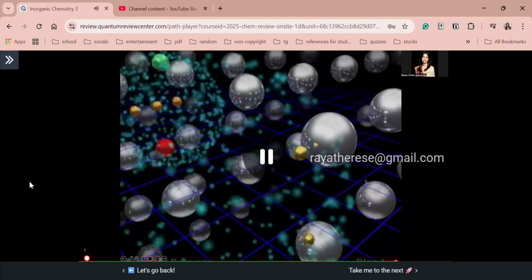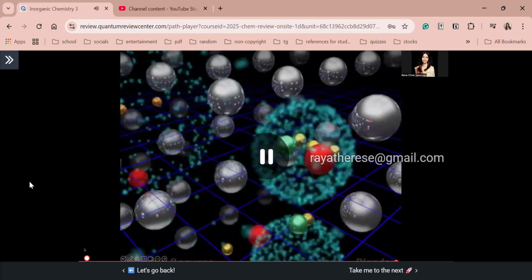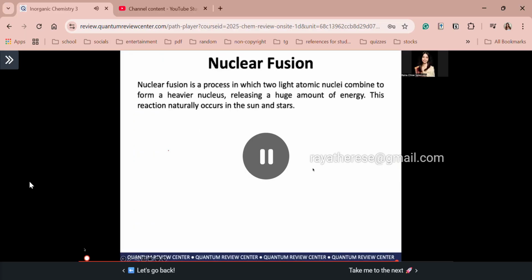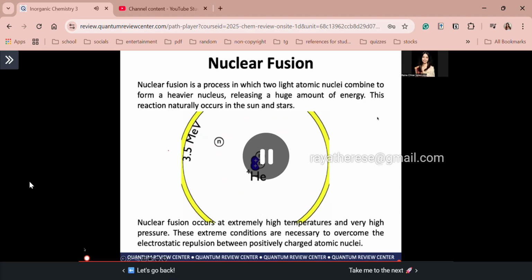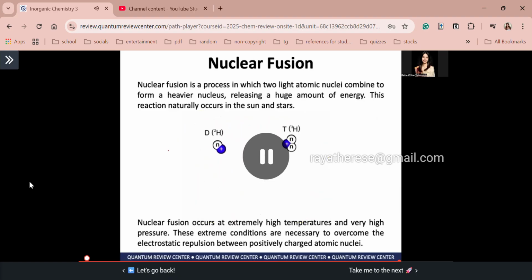So, this is an example of a nuclear fission reaction. So, cool, right? Okay. Specifically, nuclear fusion is a process in which two light atomic nuclei magko-combine sila to form a heavy nucleus, and that releases a very large amount of energy. Ang example natin dito is deuterium and tritium. They combine, they form a heavier helium atom, and that releases a huge amount of energy. And this typically occurs in the sun and stars. Okay? Again, extremely high ang conditions niya to overcome the electrostatic repulsion between positively charged atomic nuclei.